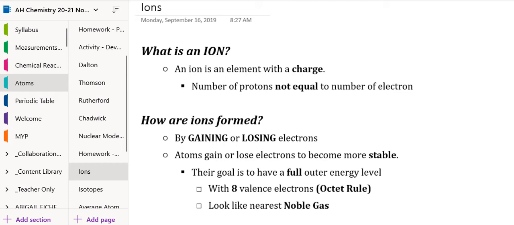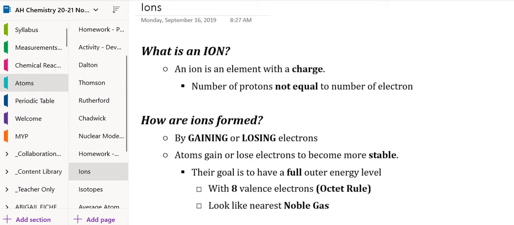When we mentioned ions before, in the context of parts of the atom, we said ions form by gaining or losing electrons. Why not gaining or losing protons? Because if you gain or lose protons, the element changes. Good. If you gain or lose protons, you change the identity of the element. But if we gain or lose electrons, does that change the identity of the element? No, it changes the charge. Good. So ions form by gaining or losing electrons. We talked about that briefly.